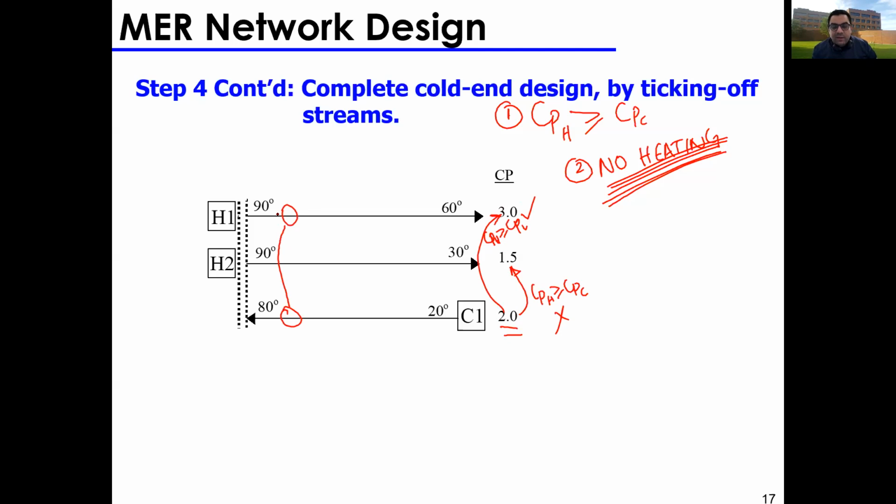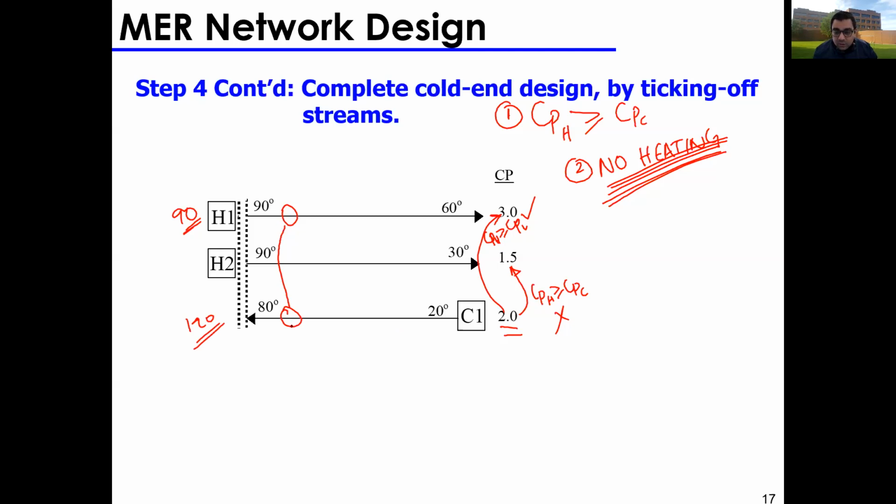And now I need to calculate how much energy is transferred. So this stream, 90 minus 60, times 3. So this is 90. So this stream right here has 90 units of energy to give. This stream right here, 80 to 20, is that 60? Multiplied by 2, that's 120. So this stream has an energy requirement of 120.